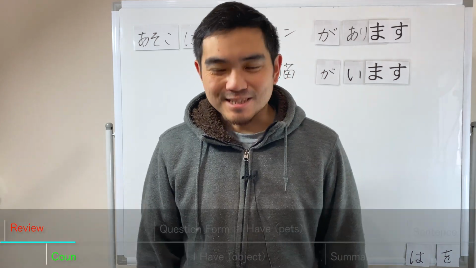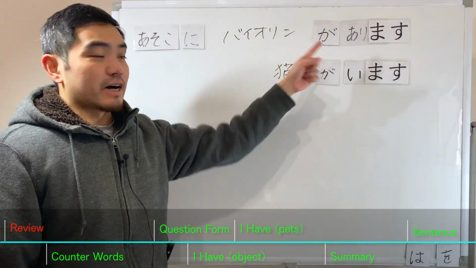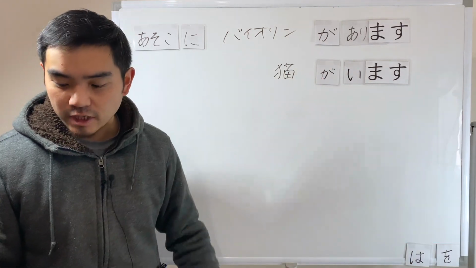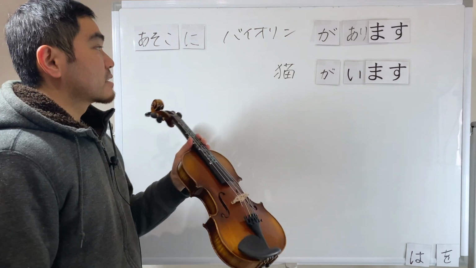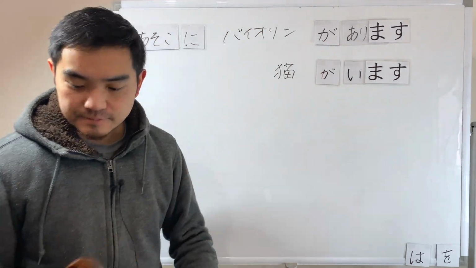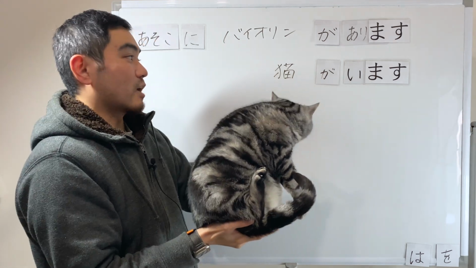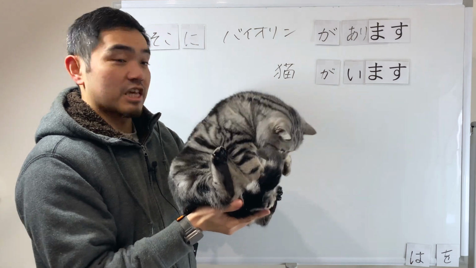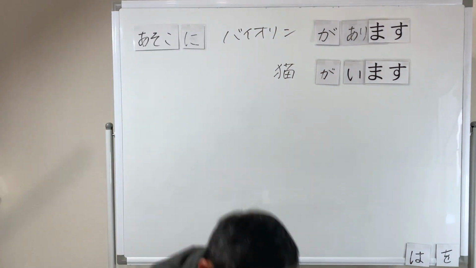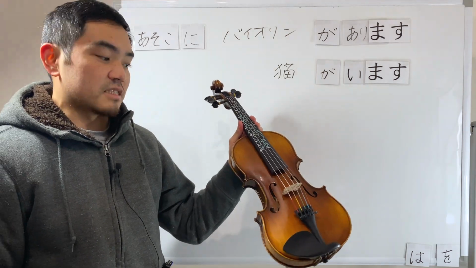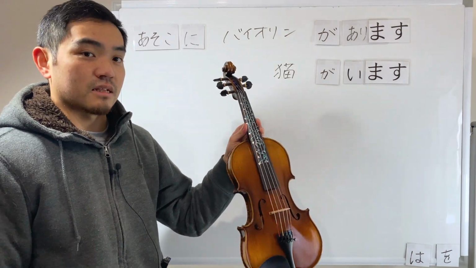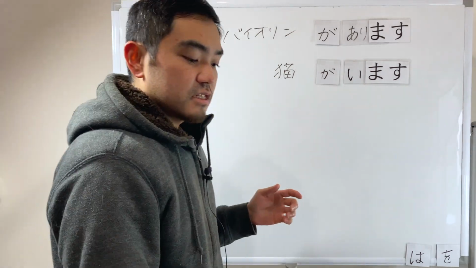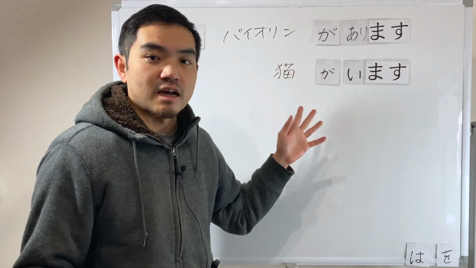皆さん、こんにちは。お元気ですか？あそこにバイオリンがあります。あそこ、right? ここ、そこ、あそこ。あそこに猫がいます。Right? So, she is alive. So, います。Right? And violin, this is not alive. This is an object, a thing, right? So, あります。Right? So, this is what we've learned the last time.